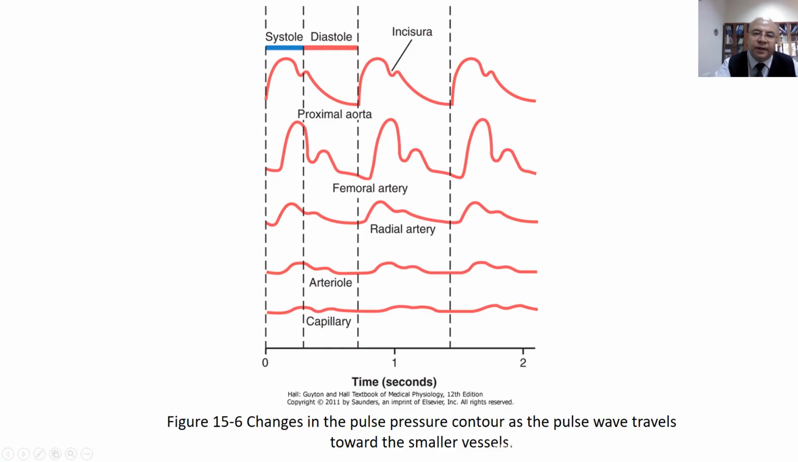You see here, when it goes to the smaller and smaller blood vessels, this pulse pressure amount goes down, okay? And blood flow is almost smooth in the capillaries when it arrives in the capillaries.